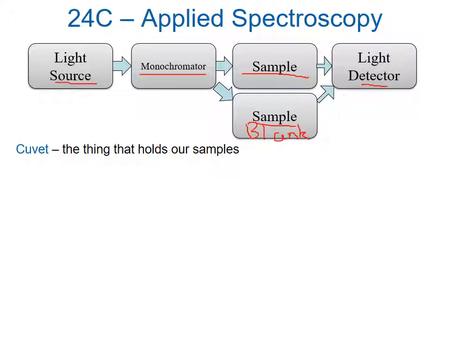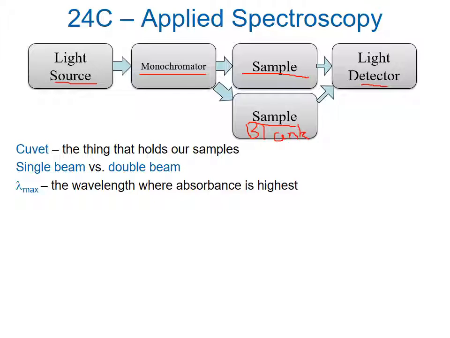A few other definitions for actually taking a spectrum. Cuvettes are the things that hold our samples. We have single beam versus double beam. Single beam would just be passing through the one sample. Double beam would be passing through the two samples. We'd have to split the beam of light to do that.